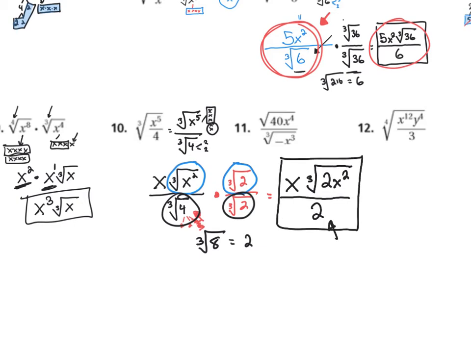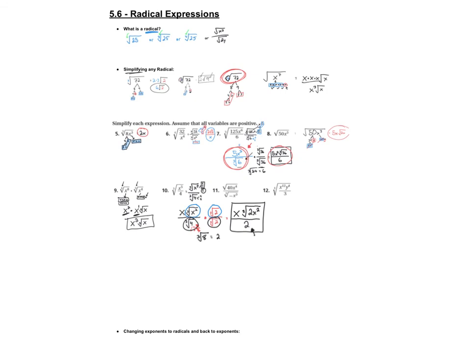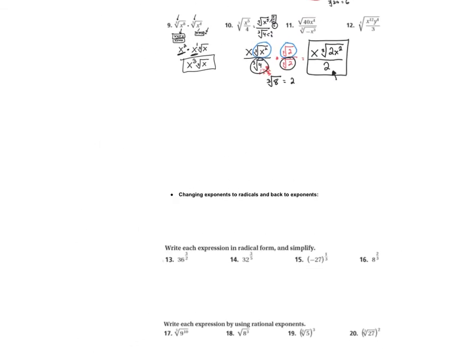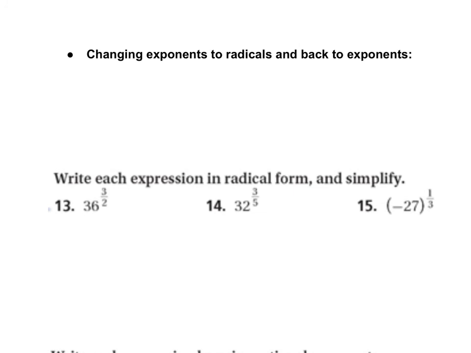But notice at the end of the day, the bottom of my fraction does not have a radical in it. Okay, so that's simplifying any radical. Thinking about what is the root, that's how many you need in a group to extract it. Okay, let's talk about changing exponents to radicals and back to exponents. So here's what we got here.